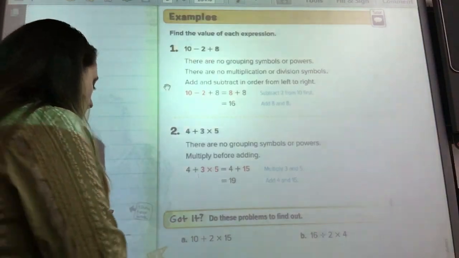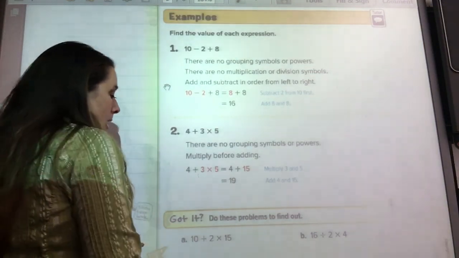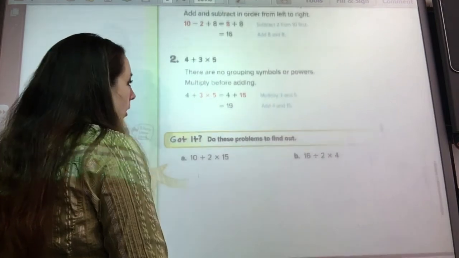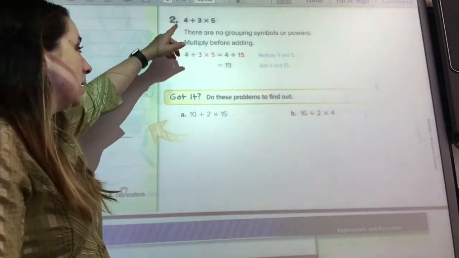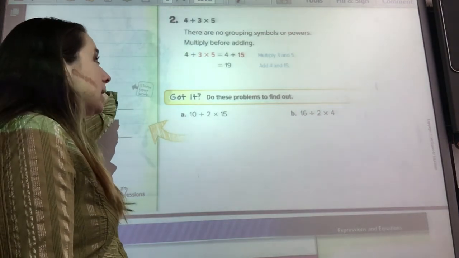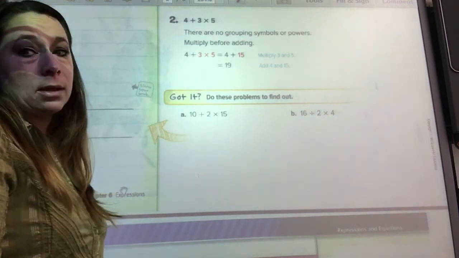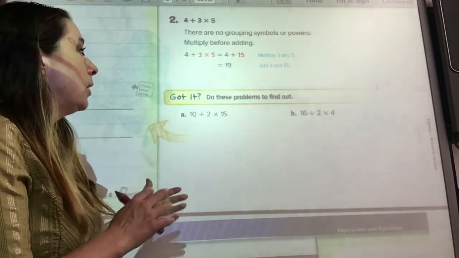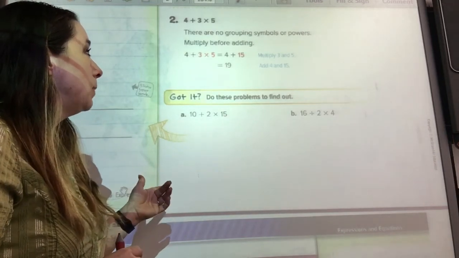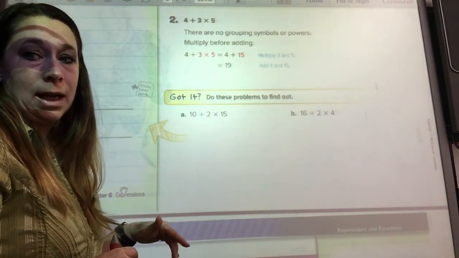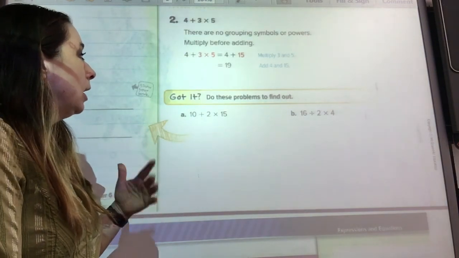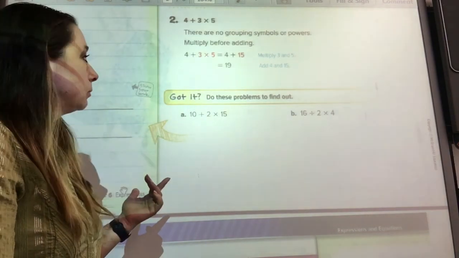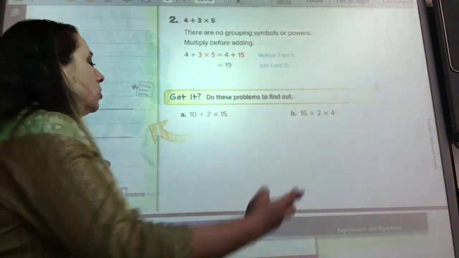And there's a couple ways to remember this. A lot of people remember it by, actually I'm going to move down before I write it. I'm going to go over this example right here. 4 plus 3 times 5. There's no groups in parentheses. There's no exponents. So you're just going to multiply, because that comes first, and then add, subtract. And they only have adding. So they multiplied 3 times 5, and then last they added 4. And they got 19.